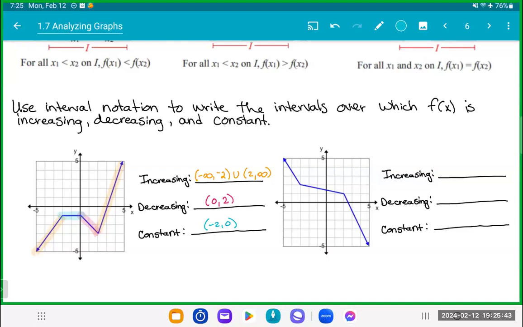Okay. Questions? Okay. So I'm going to give you guys about a minute to see if you can determine which intervals are increasing, decreasing, and constant on the graph here to the right, and then we'll go over it together as a class just to make sure that you guys are understanding.